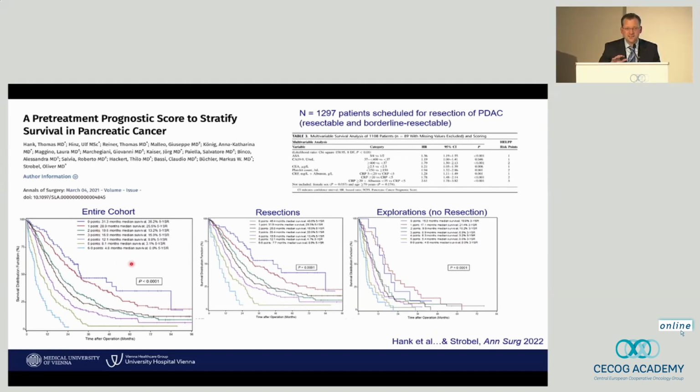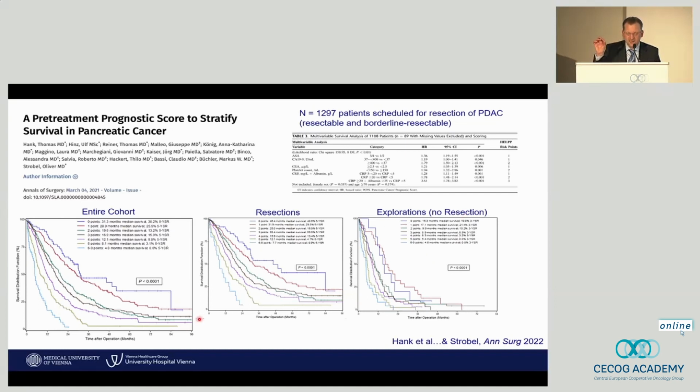And this is an objective score. ASA score is a little bit subjective, but is worldwide used and highly reproducible. Everything else is biomarkers, so highly objective. And if we look in this entire cohort, it stratifies survival. If we look in patients that ultimately underwent resection and exploration, it stratifies survival. So this is really about prognosis independently of resection.